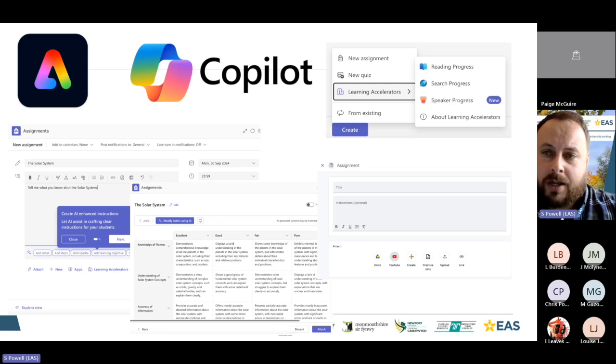So Reading Progress will have the learners reading from a text. It will pick up any mistakes that they've made. It will provide you with an overview of their fluency, how accurate they are, and so on and so forth. Search Progress, as demonstrated in the video just now, is about how learners search for information online and identify misinformation. And Speaker Progress, built into PowerPoint, is all about developing confidence when presenting.